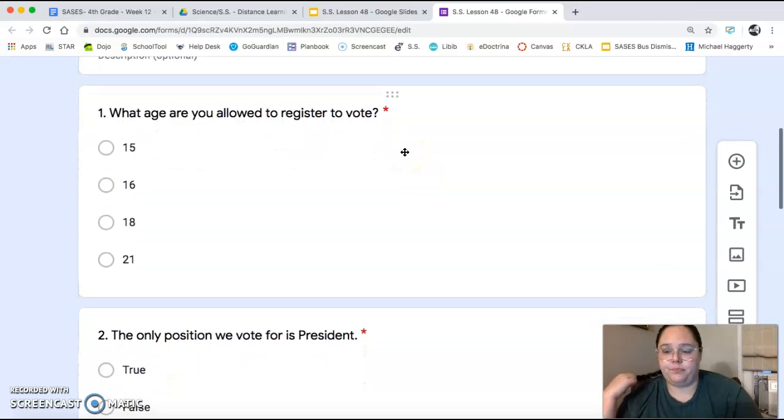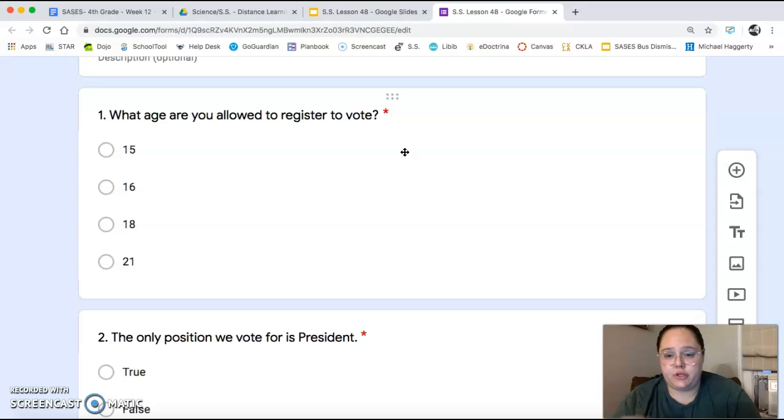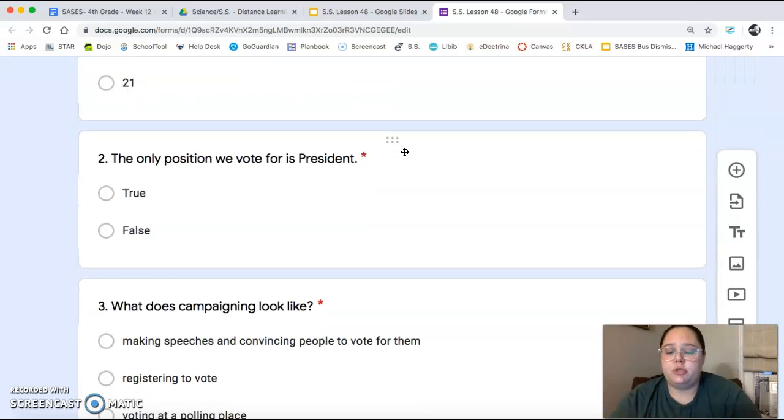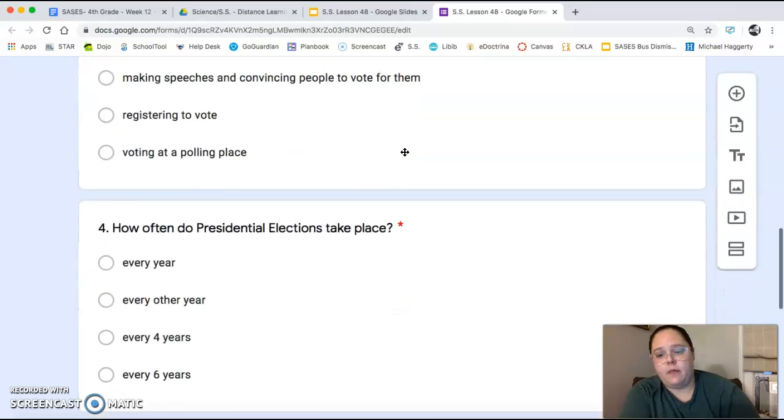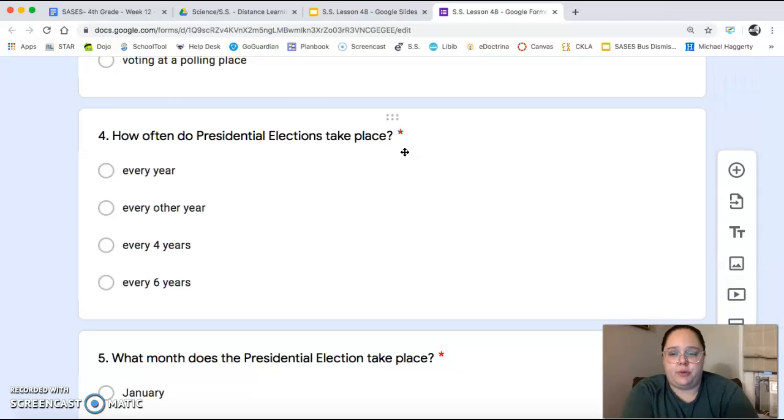So number 1, what age are you allowed to register to vote? Number 2 is true or false. The only position we vote for is president. Number 3, what does campaigning look like? Does it look like making speeches and convincing people to vote for them, registering to vote, or voting at a polling place? Number 4, how often do presidential elections take place?